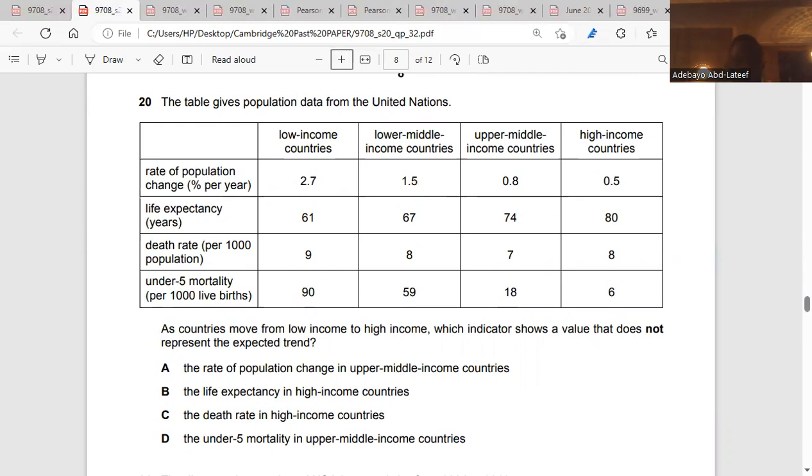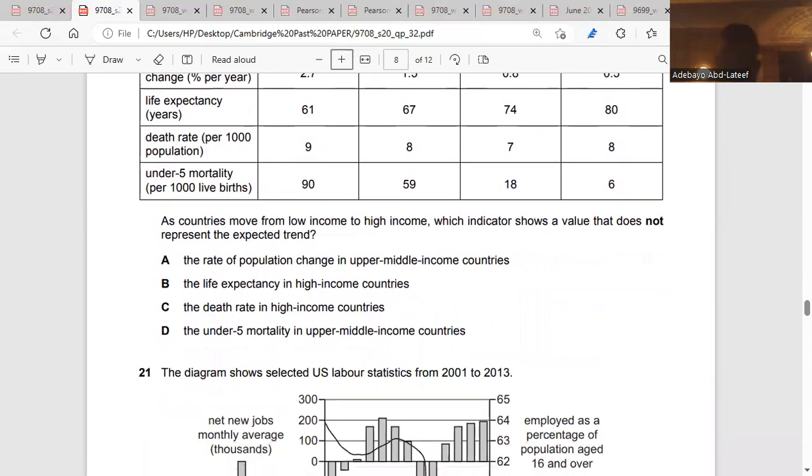The rate of population has changed. The mortality rate fell, but the death rate still remains the same as 8.8. Clear? So the answer is what? C. The death rate in high income countries is not expected to change.